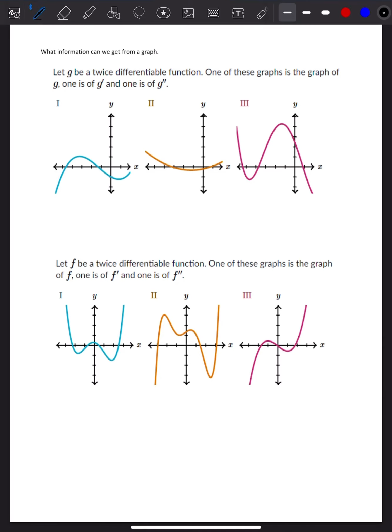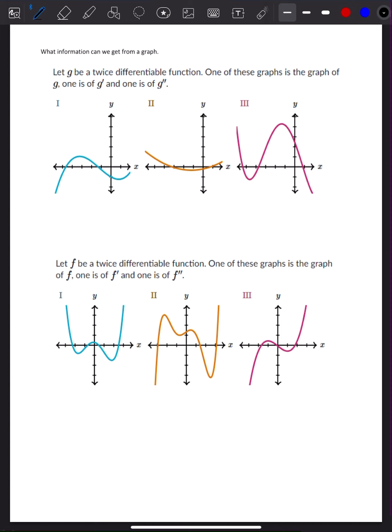Okay, so I know mine has color and yours does not, but we can still look at what's going on here. So what information can we get from a graph? Let G be a twice differentiable function. One of these graphs is the graph of G, one is the graph of G prime, and one of the graphs is G double prime.